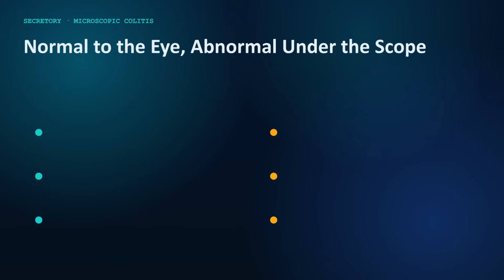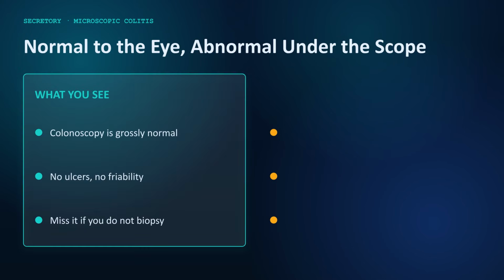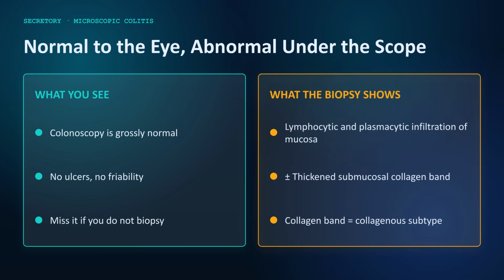Here is the single highest yield point in this whole lecture. The colon looks grossly normal on colonoscopy. Completely normal. If your endoscopist does not take biopsies, the diagnosis is missed. The diagnosis is made on histology. Biopsy shows lymphocytic and plasmacytic infiltration of the mucosa, with or without thickened submucosal collagen. That collagen band is what separates collagenous colitis from lymphocytic colitis.